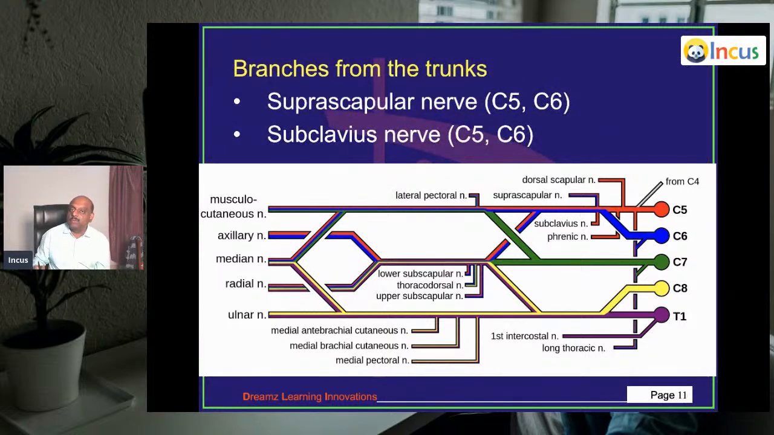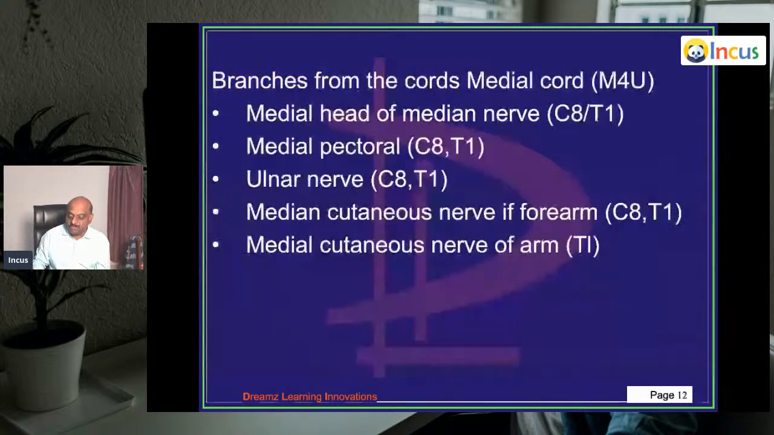So dorsal scapular nerve to serratus anterior and muscular branches of the three scalene muscles are typically the branches of the roots. Suprascapular and subclavius nerve branch from the trunk. And the medial cord branches, you can't forget.